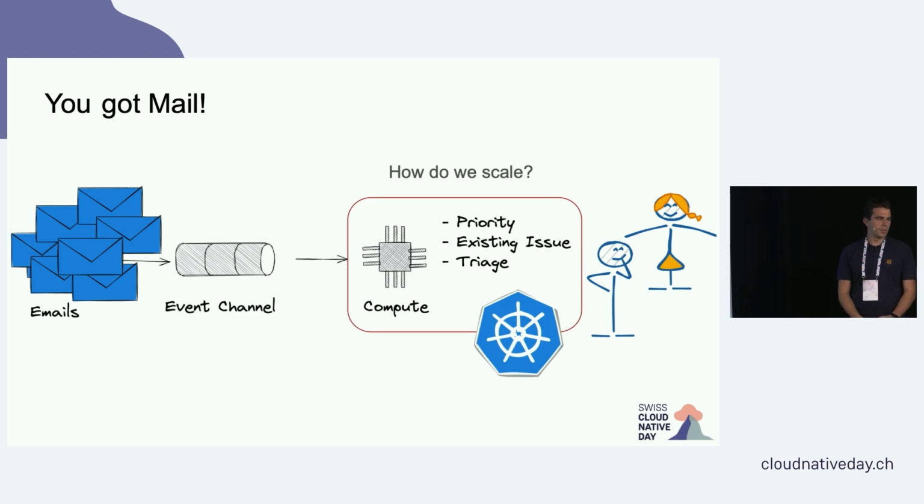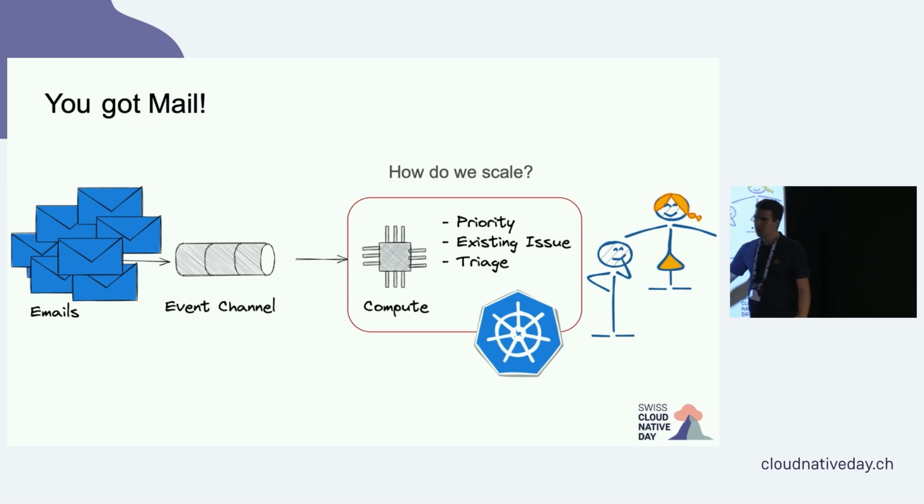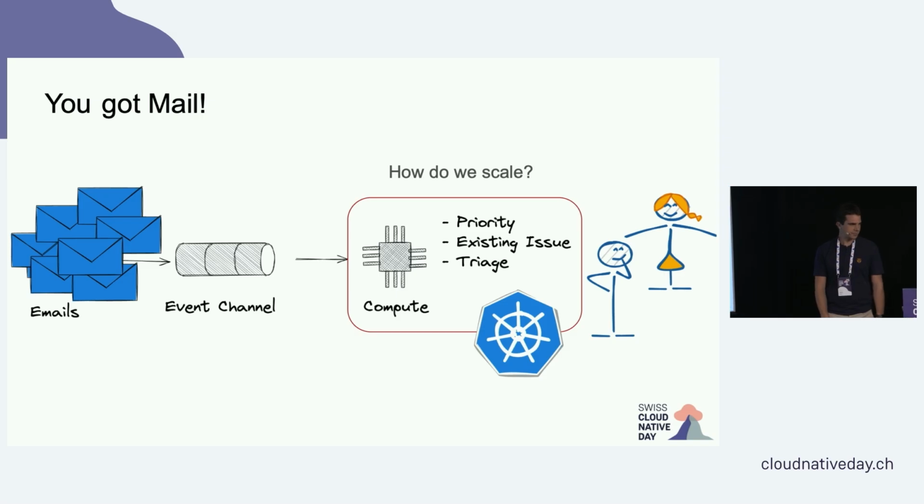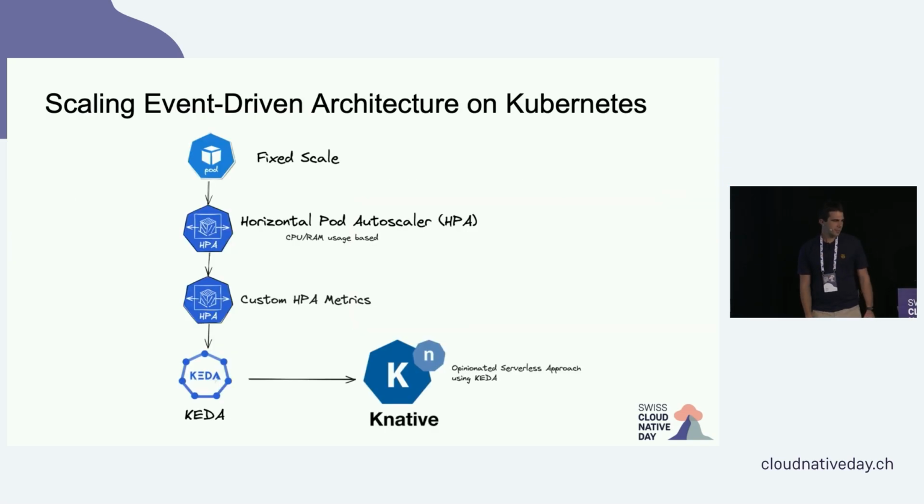Where we want to go now is to look at how we can handle that on Kubernetes, and we want to split it into two categories. One is dynamic scaling and the other is time-sensitive scaling. So let's start with the basics.